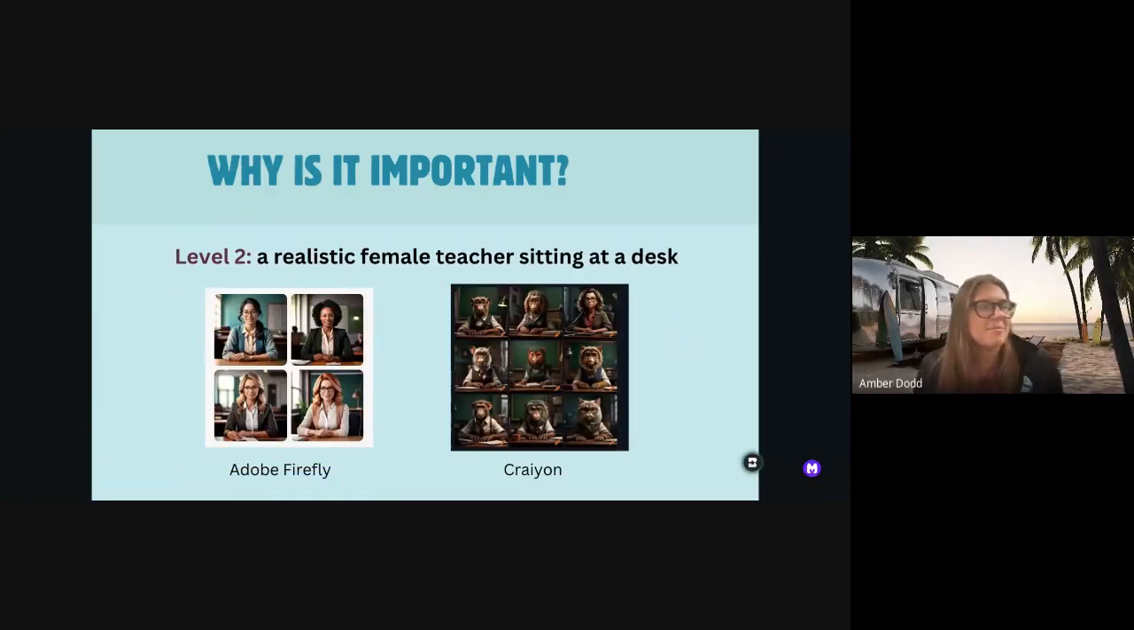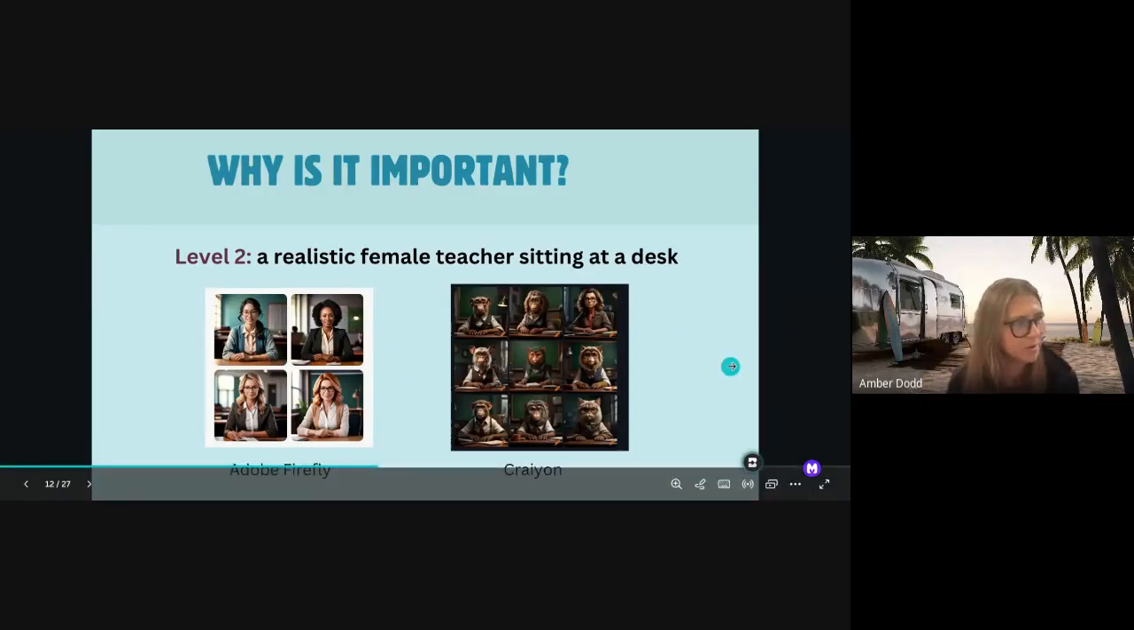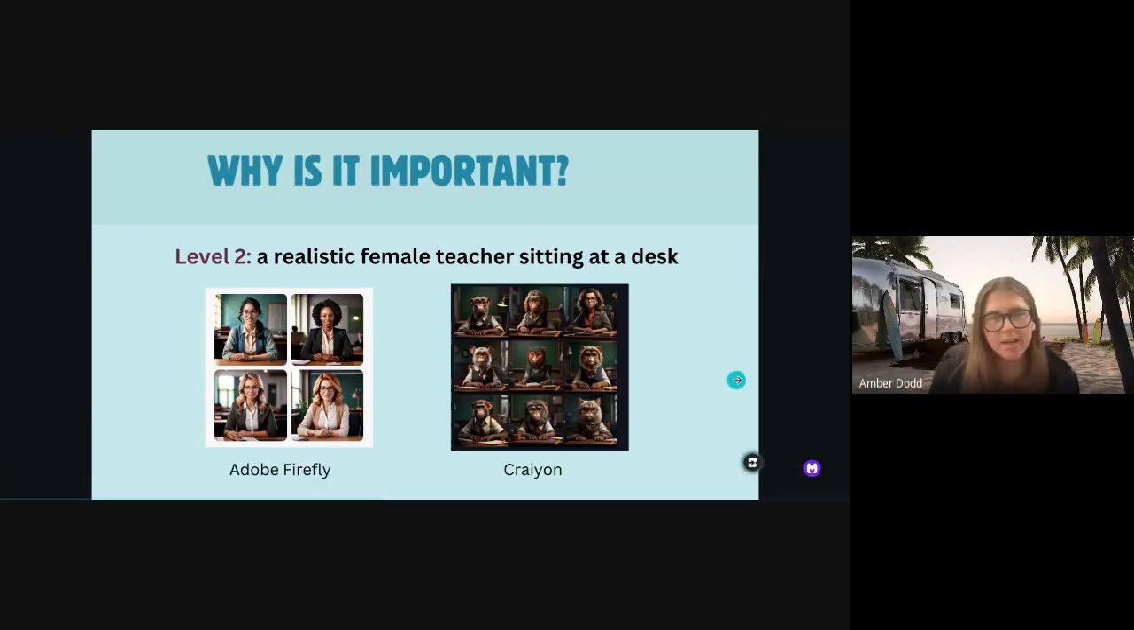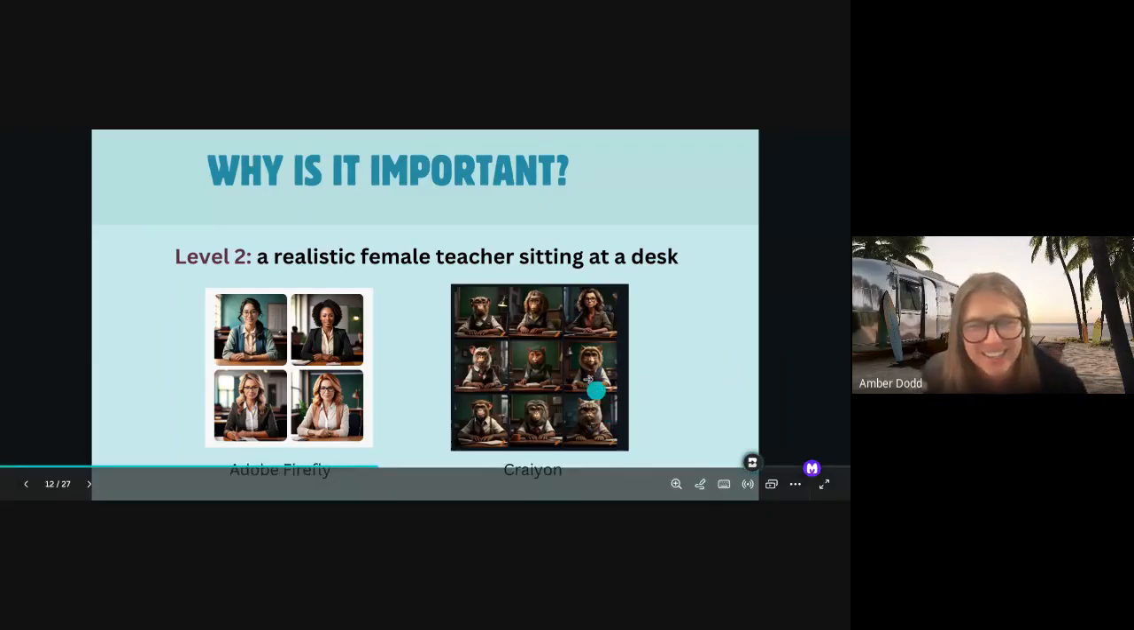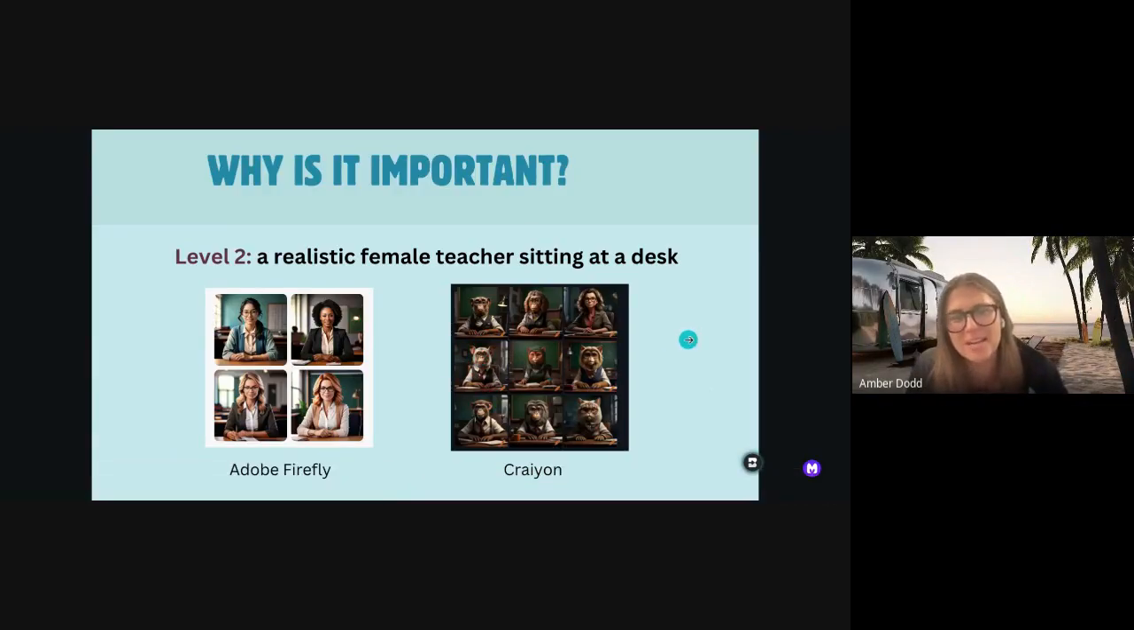So I said, okay, give me a realistic female teacher sitting at a desk. And here we have Adobe Firefly, give me some female teachers. I don't know what Crayon was doing, but there's only one human looking teacher sitting here. The rest are animalistic. Like I think there's a cat down here. There's like an ape. I'm not even sure what this one is, I think this one's a combination of one.